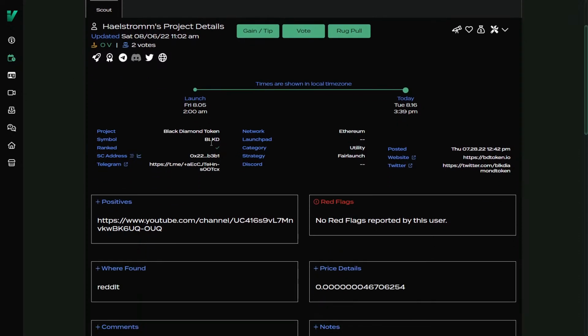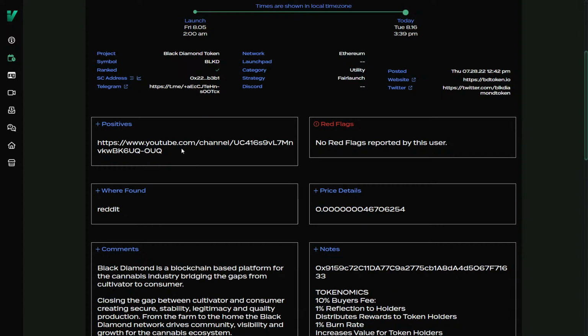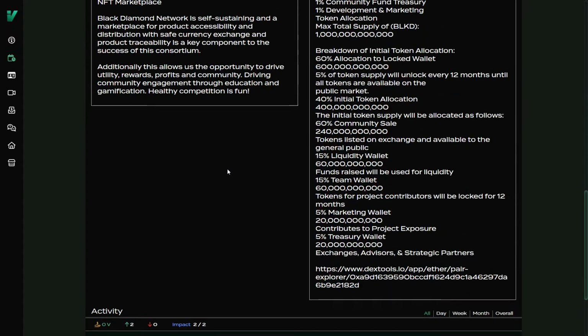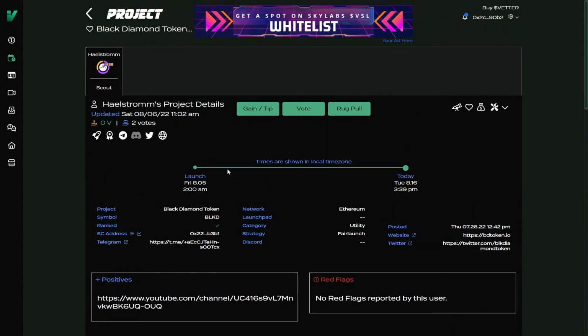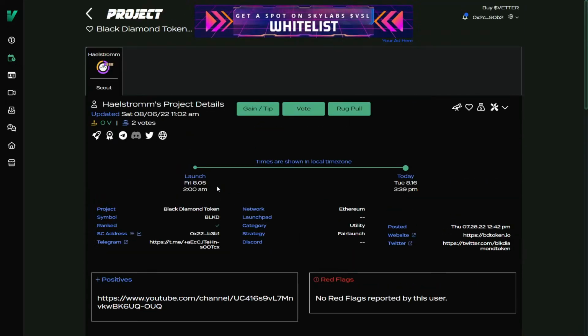A scout's going to come along. They're going to provide some basic information about the project: project name, Telegram, website, when it's going to launch, what network it's on, whatever information they can find, the comments about the project. It's going to be really basic information. And this scout, Hellstrom, does a great job. He provided a lot of information just on this scouting report.